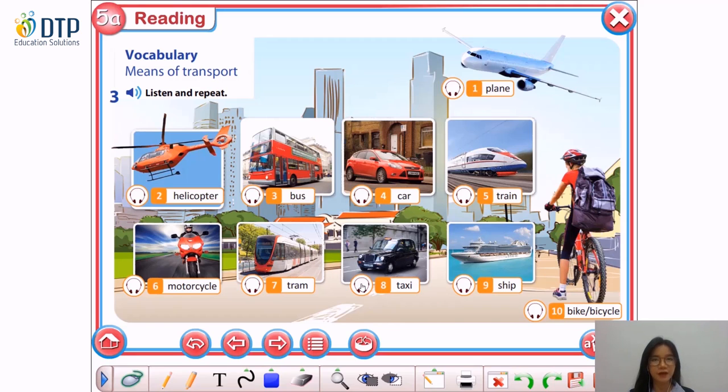These means of transport are very familiar, aren't they? So, are there any means of transport that you haven't tried before?